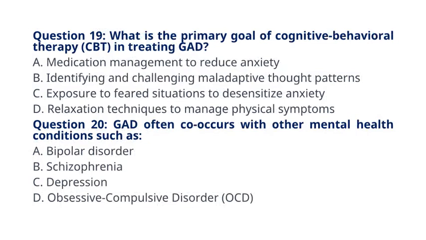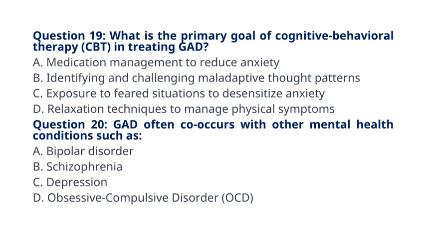Question 19. What is the primary goal of cognitive behavioral therapy, CBT, in treating GAD? A. Medication management to reduce anxiety. B. Identifying and challenging maladaptive thought patterns. C. Exposure to feared situations to desensitize anxiety. D. Relaxation techniques to manage physical symptoms. The correct answer to question 19 is option B. Identifying and challenging maladaptive thought patterns. Explanation: CBT for GAD involves identifying and challenging maladaptive thought patterns to reduce excessive worry.